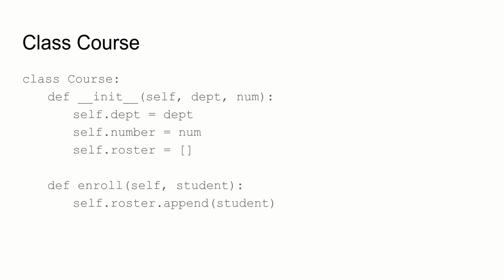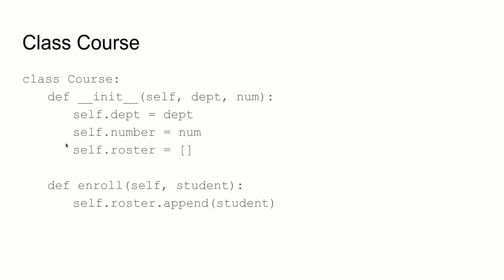So here I've defined the class Course, and we give it an initializer. It needs a department and a number, in addition to the default self that it always needs for an initializer. We say self.department equals whatever department was given in there. Self.number equals whatever number was given in there. So this would be things like CS 128.